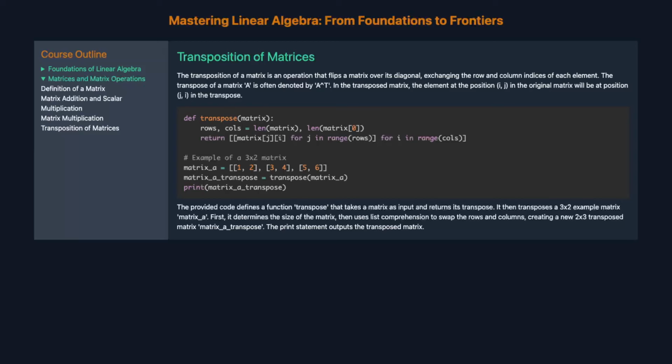The provided code defines a function transpose that takes a matrix as input and returns its transpose. It then transposes a 3x2 example matrix, matrix A. First, it determines the size of the matrix, then uses list comprehension to swap the rows and columns, creating a new 2x3 transposed matrix, A transpose. The print statement outputs the transposed matrix.